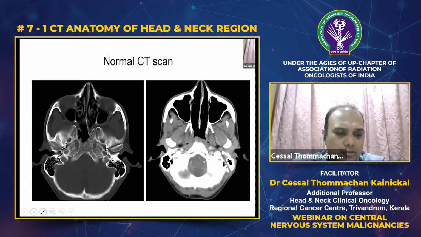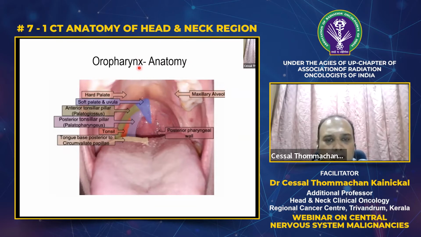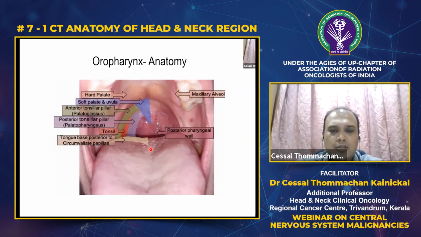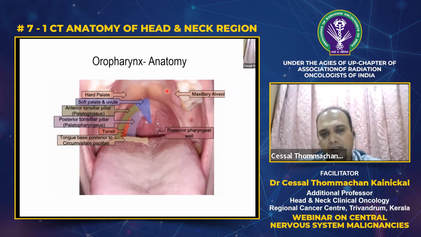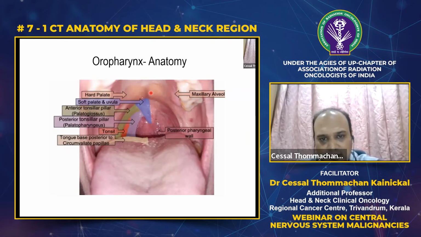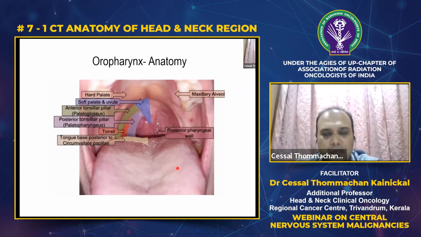Now coming to the oropharynx. So I have done with the nasopharynx as well as the base of skull. Anything behind the anterior two-thirds of the tongue and behind the hard palate is oropharynx. Superiorly, it is extending from the soft palate, and lower down up to the level of the pharyngeal.